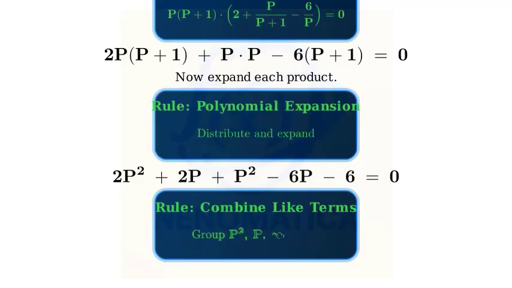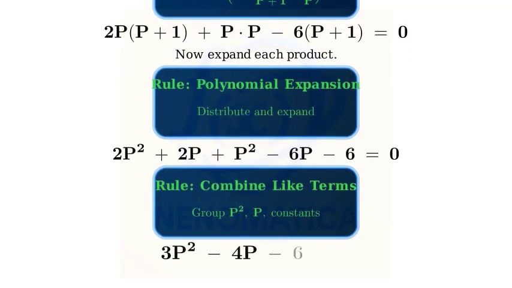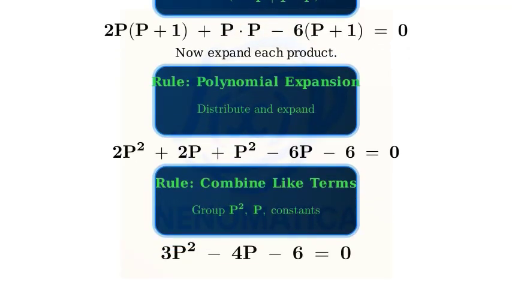Step 4. Combine like terms. 2p squared plus p squared gives 3p squared. 2p minus 6p gives negative 4p. The constant term is negative 6. Therefore, the quadratic is 3p squared minus 4p minus 6 equals 0.